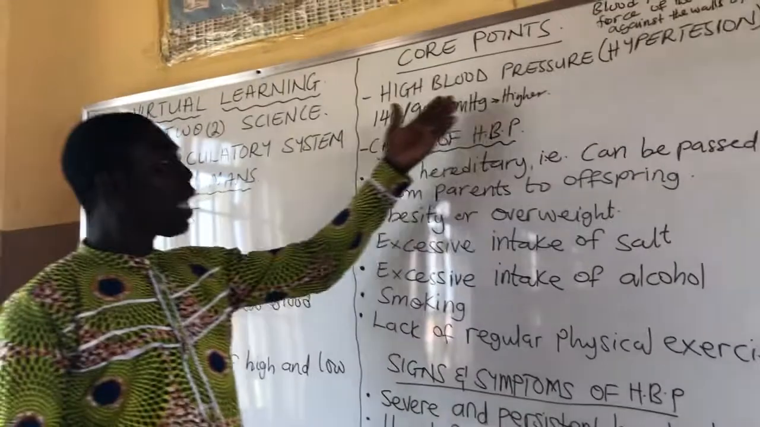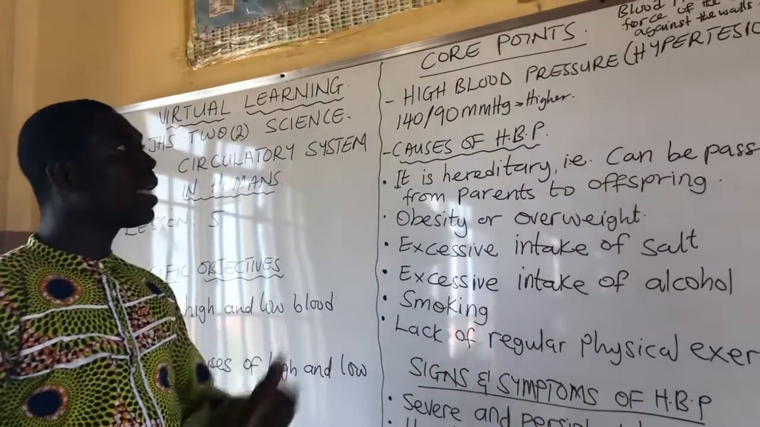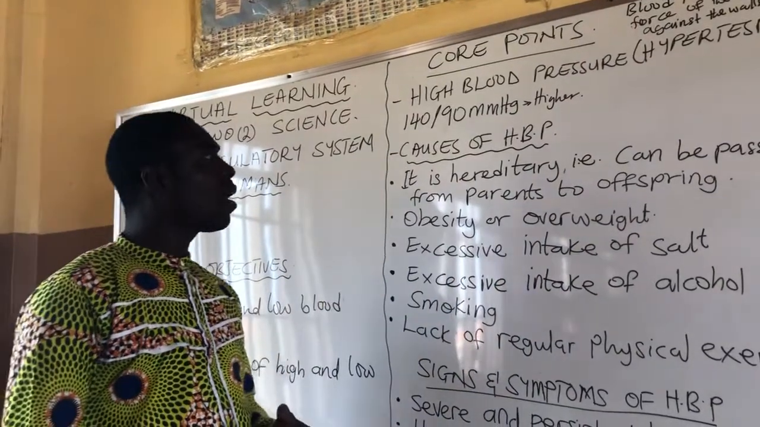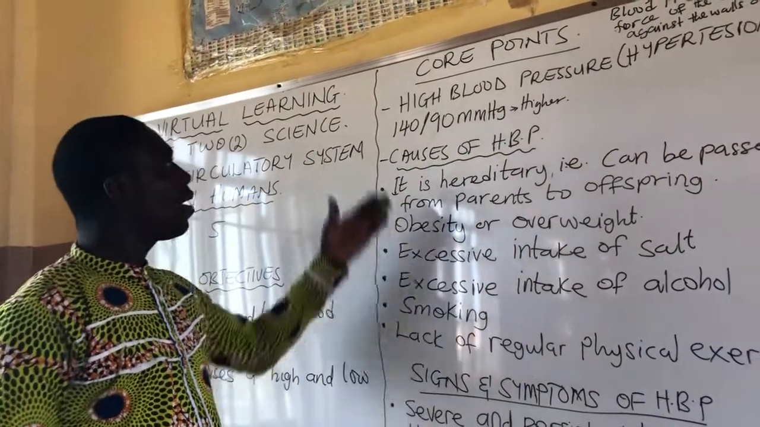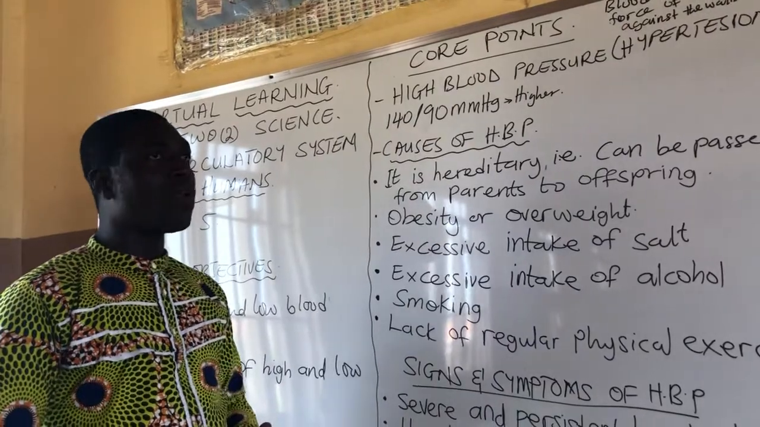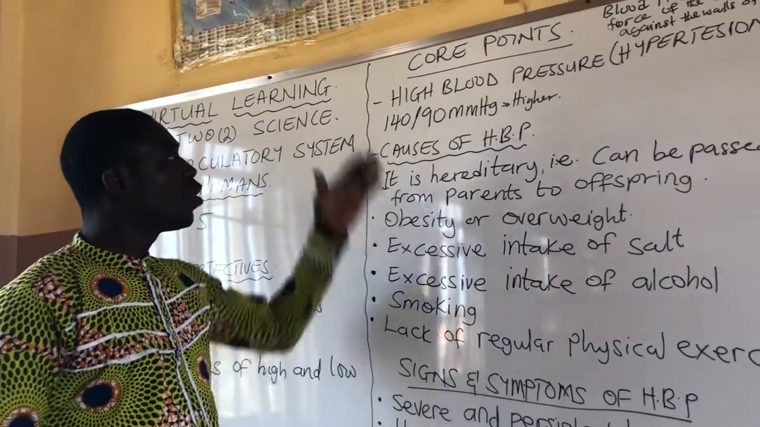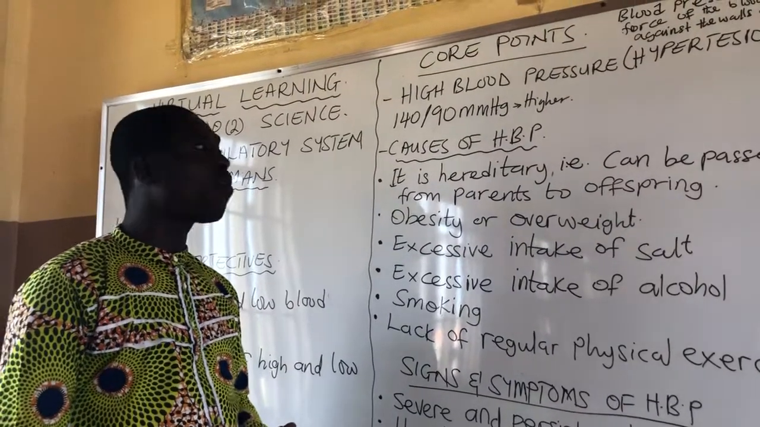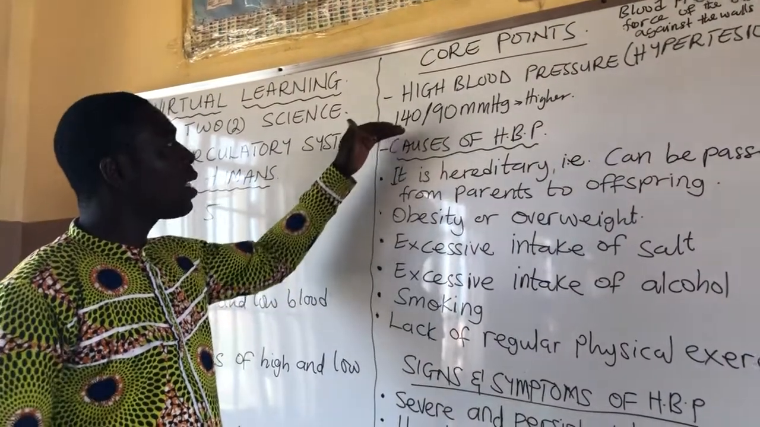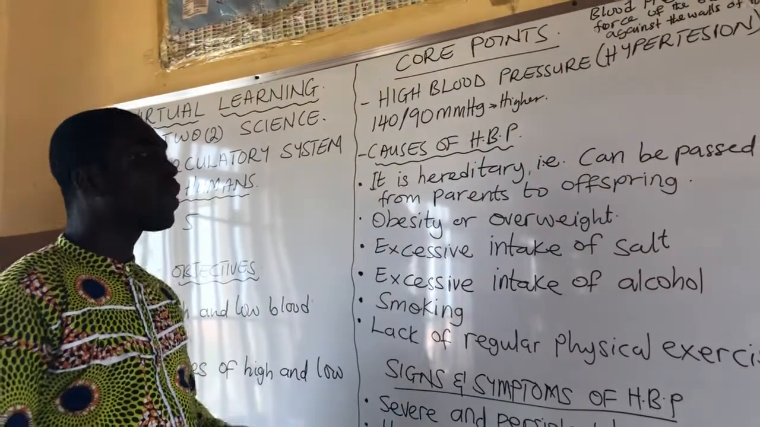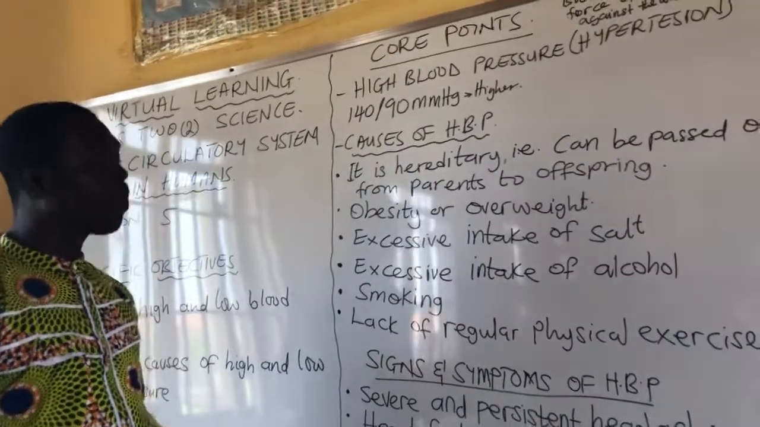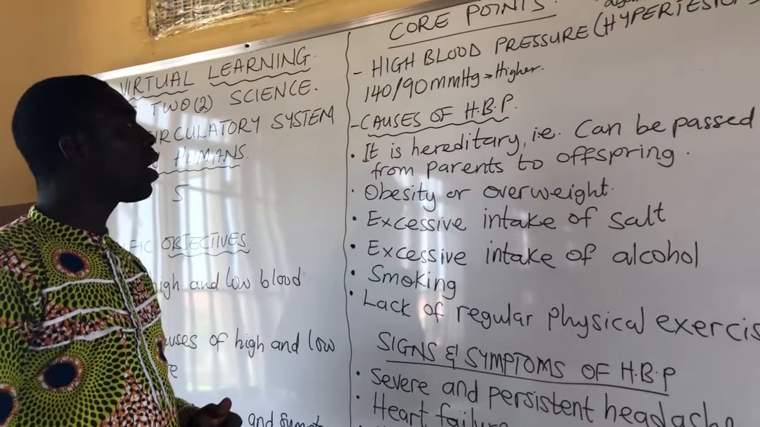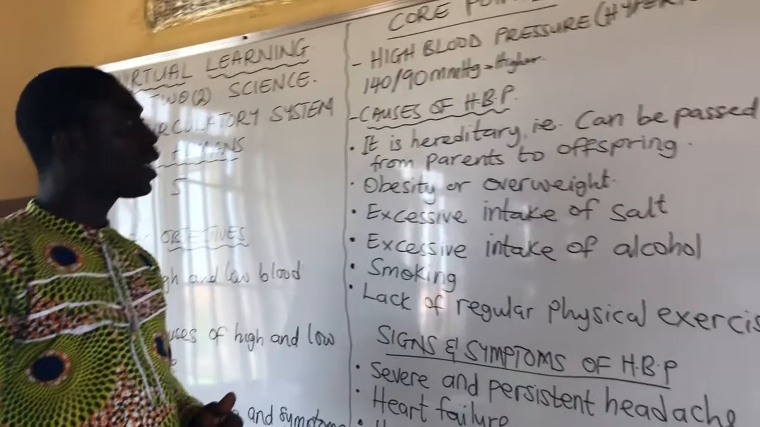Now, high blood pressure, as you already know, another name is the hypertension. Now, whenever the pressure is higher than or is above 140/90 millimeters of mercury, that is the unit for blood pressure. So whenever the blood pressure is above this figure, then it means that the pressure is high. And this is what we are talking about as high blood pressure.